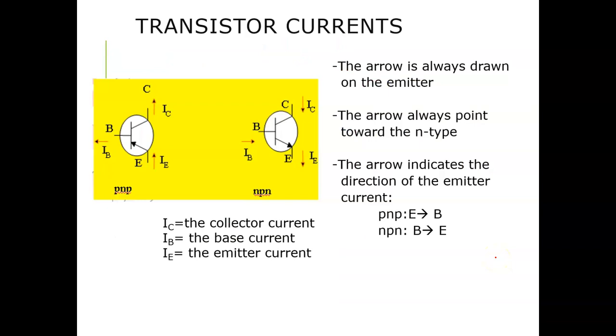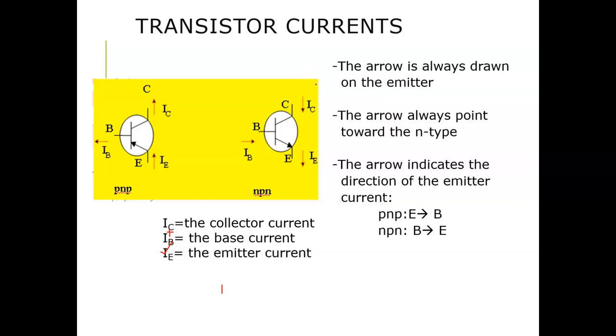Each transistor has three different currents: the base current, the collector current, and the emitter current. The emitter current IE is the sum of the other two currents, IC and IB. That is the current equation for a transistor.